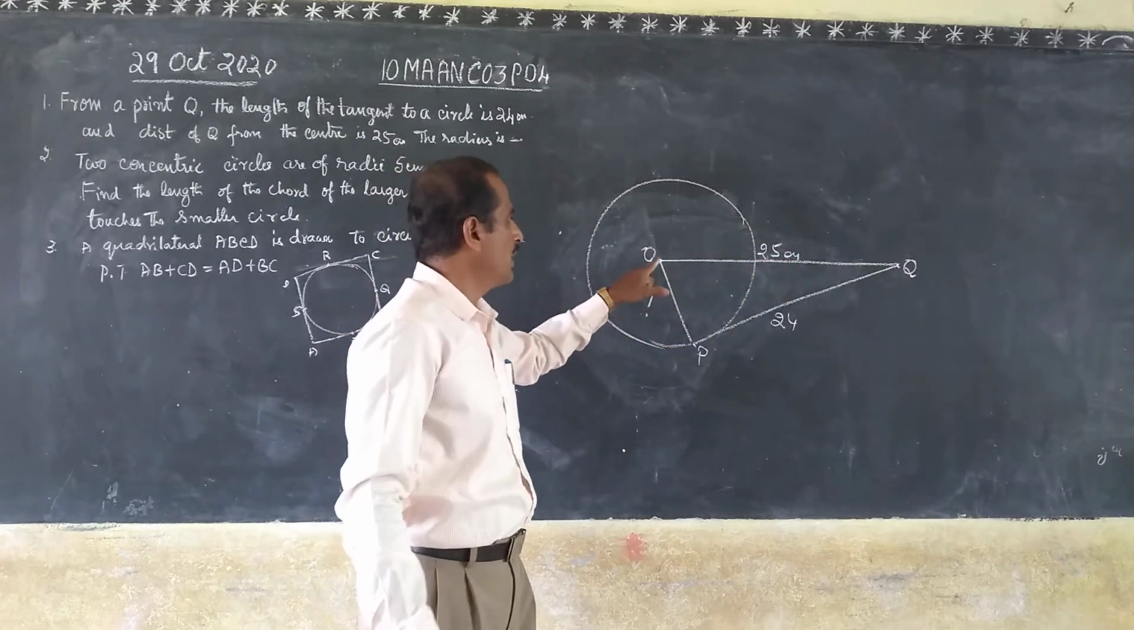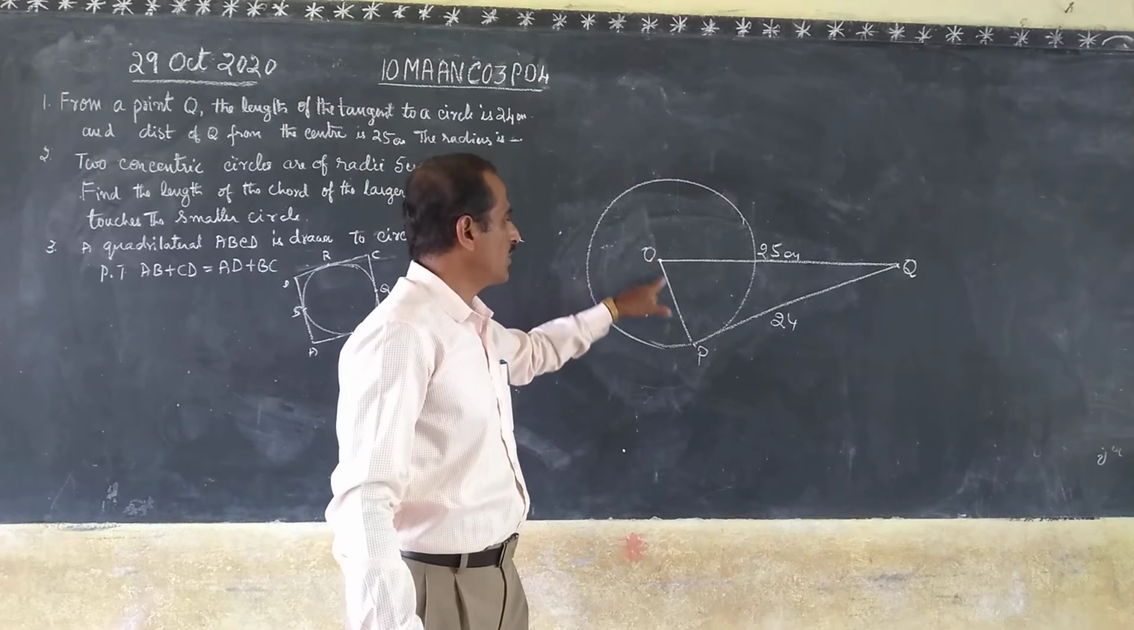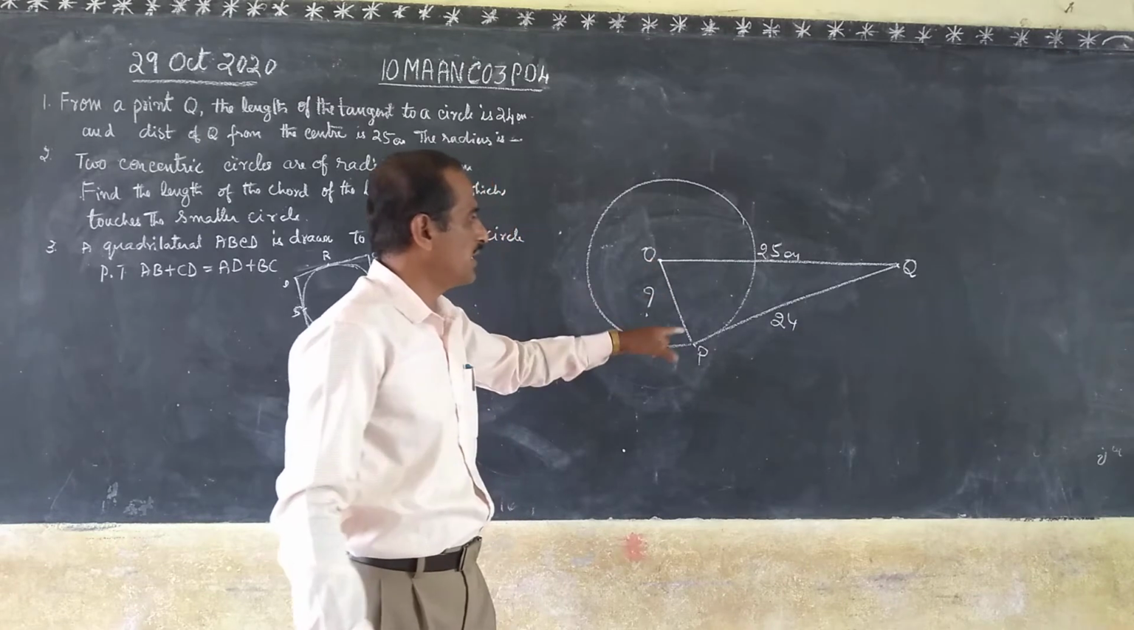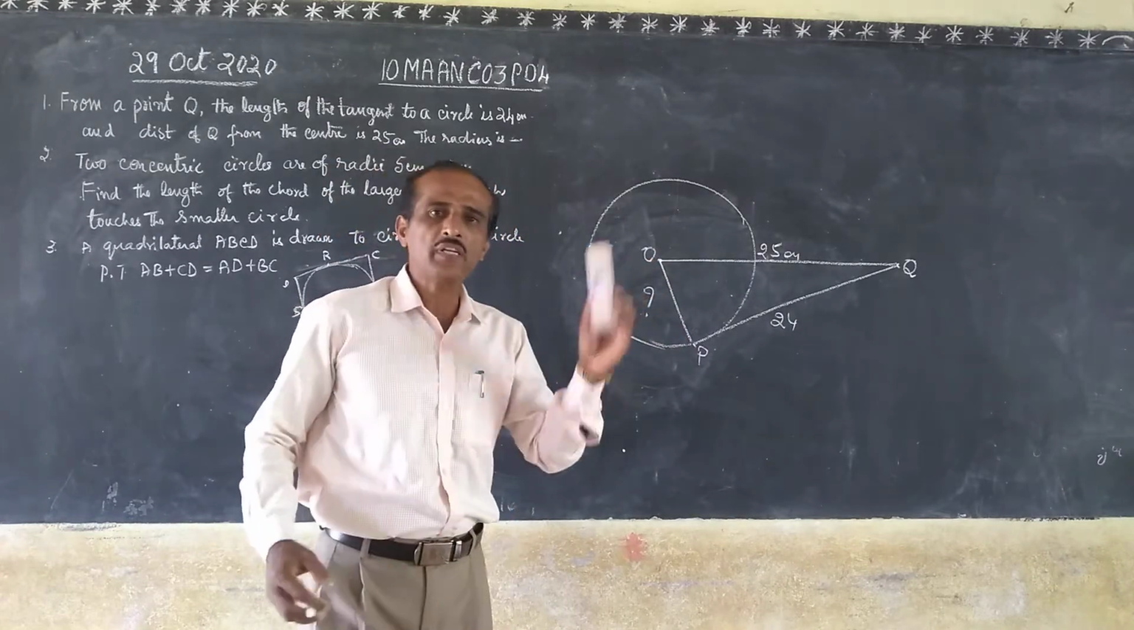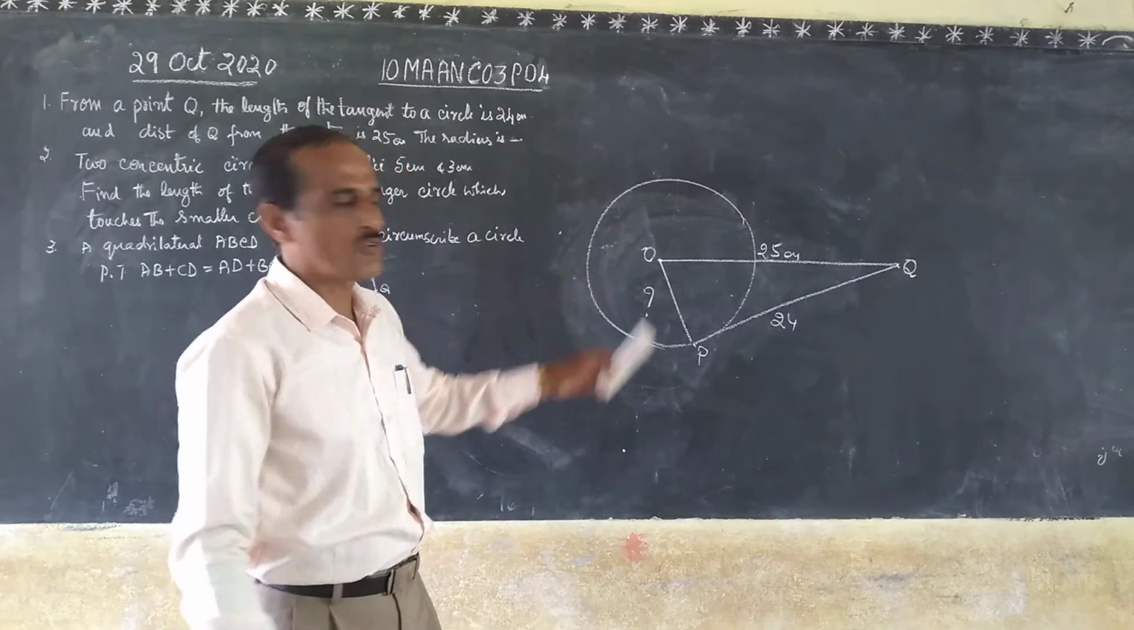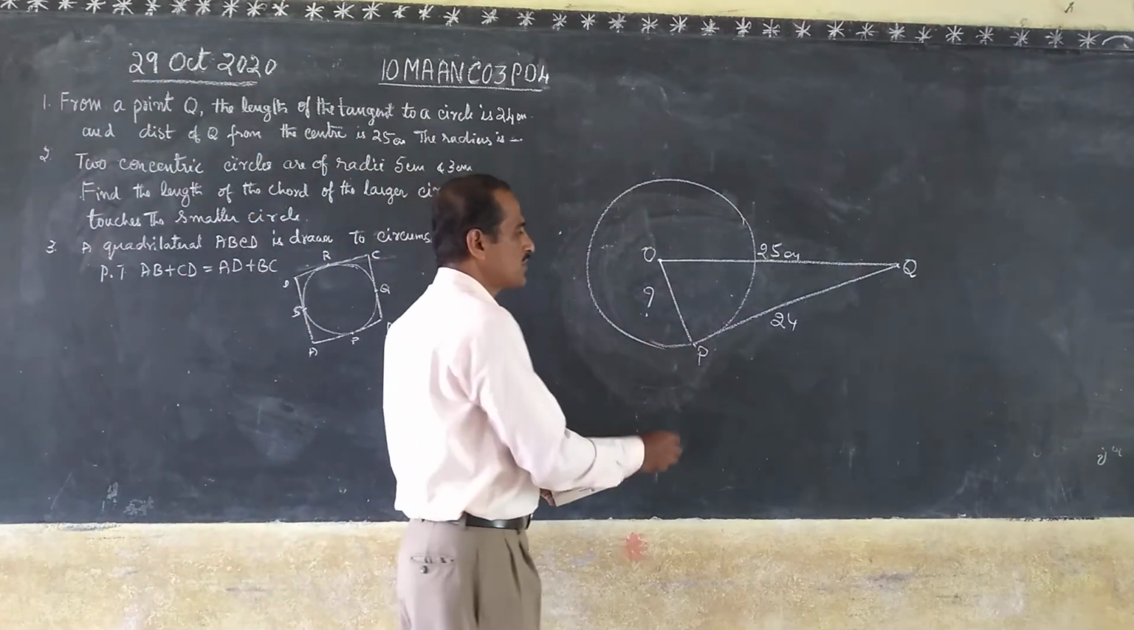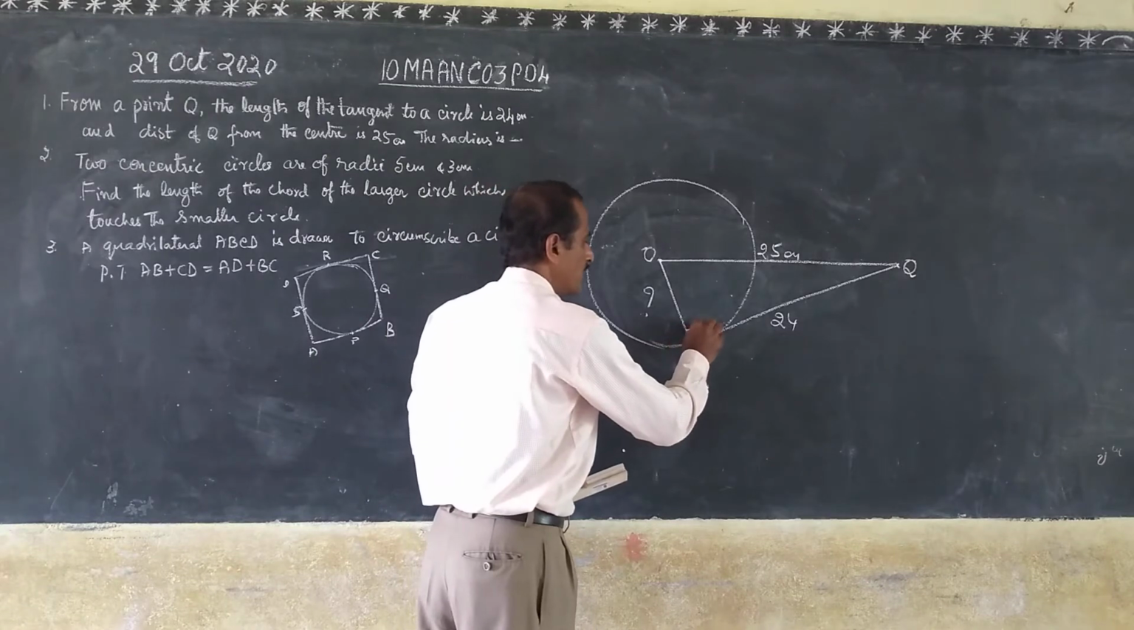Distance is 25, and it is asked what is the radius of the circle. So this is the radius. You know, using the properties of the tangent, we have to solve this question. How to solve this question? You have studied one property. What property have you studied?